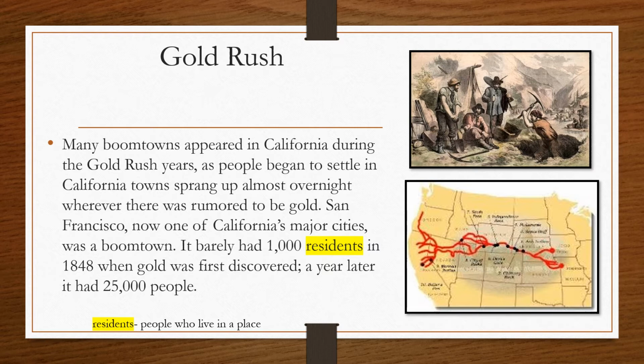If you notice, highlighted in yellow, the word residents. If you look below, it says residents are people who live in a place. So, you are a resident of Berlin, or you are also considered a resident of New Mexico. A resident is a person who lives in a specific place. So, as the gold rush continued, more boomtowns continued to pop up.